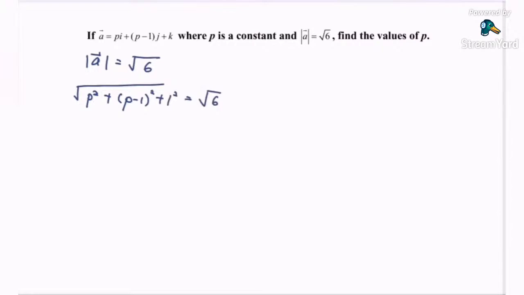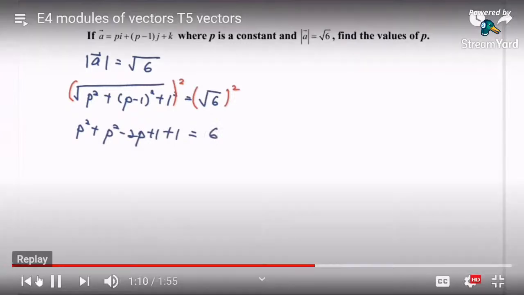Next, square both sides. So if we square both sides, we will have P squared plus, expanding, P squared minus 2P plus 1, plus 1, equals 6.